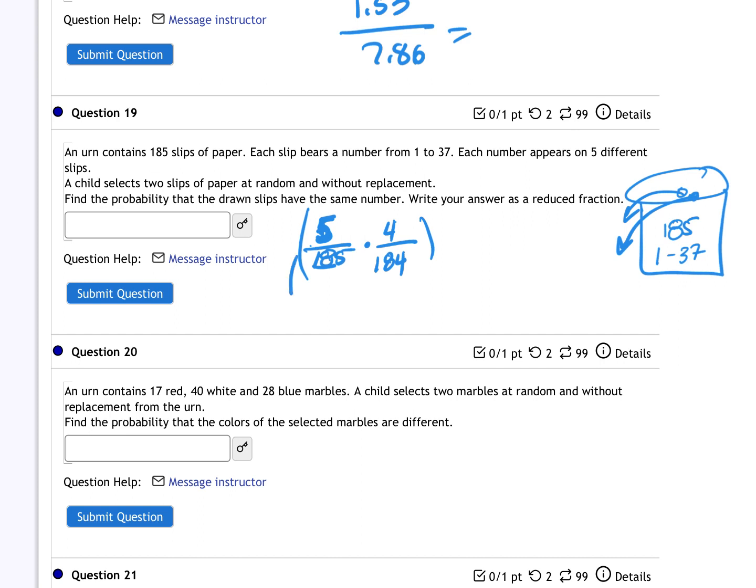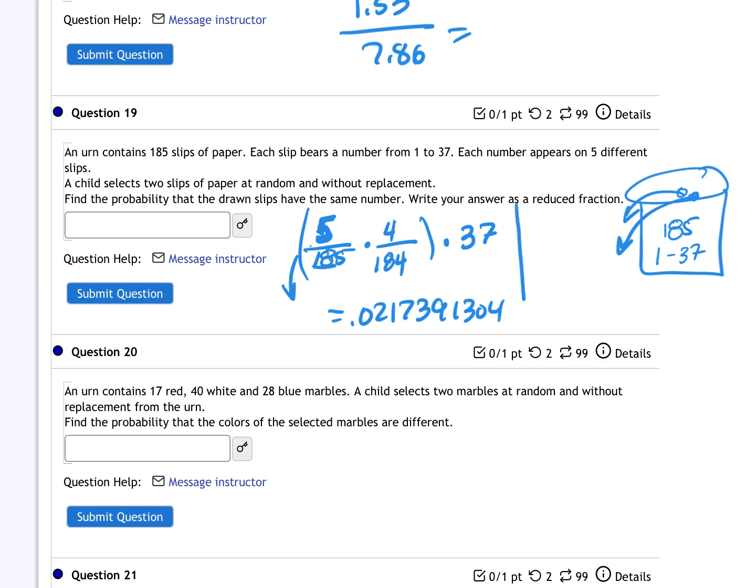Right? But then you could also get 2 2s, 2 3s, 2 4s, all the way up to 37s, and those probabilities are all the same, so you can just times that by 37. So when you do that, you take 37 times 5 times 4, divided by 185 times 184, put this bottom in parentheses so they're both in the denominator, and you should get 0.021739130. Right. But that's not the only way to do it.